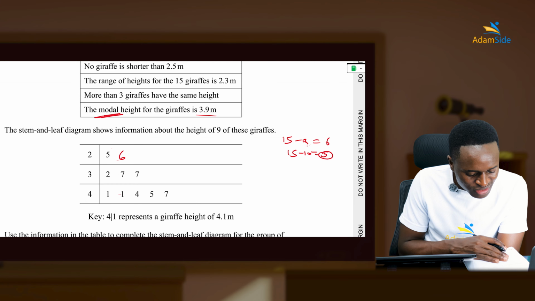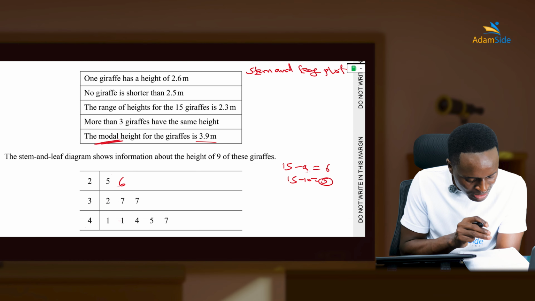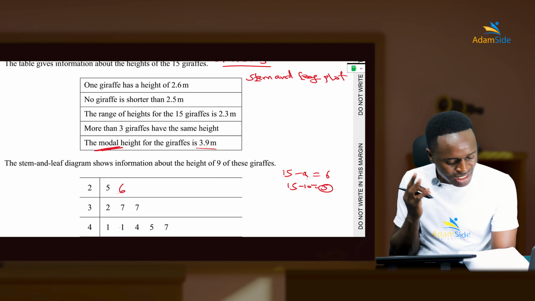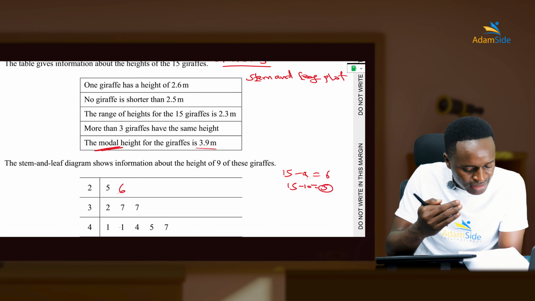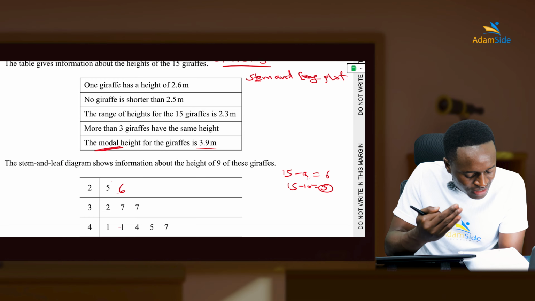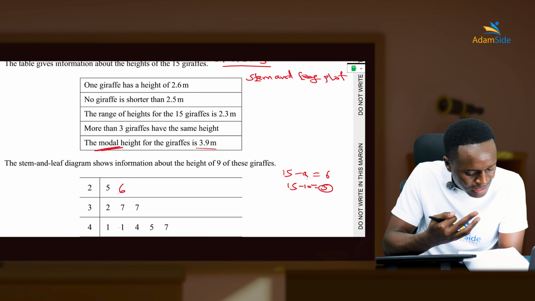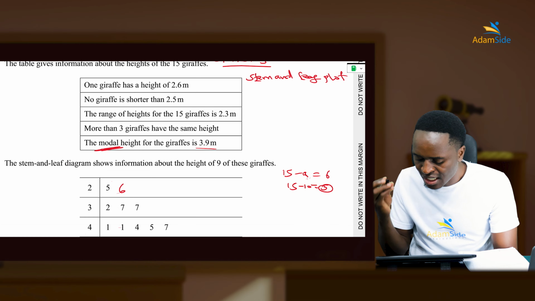Then we ask ourselves: the modal height for the giraffe is 3.9, and more than 3 giraffes have the same height. We have that in our mind. And then they say no giraffe is shorter than 2.5, which means that's the smallest height. And they say the range of the heights for the 15 giraffes is 2.3. Now we need to understand the range.